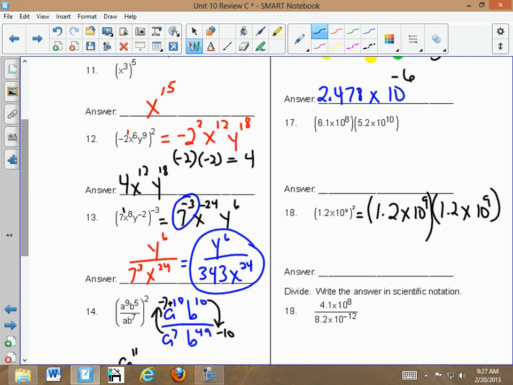1.2 times 1.2 is 1.44. Now, my decimal's in the correct spot, isn't it? Yeah, so I'm not going to have to do anything. I'm not going to have to move anything. 9 plus 9 is 18.